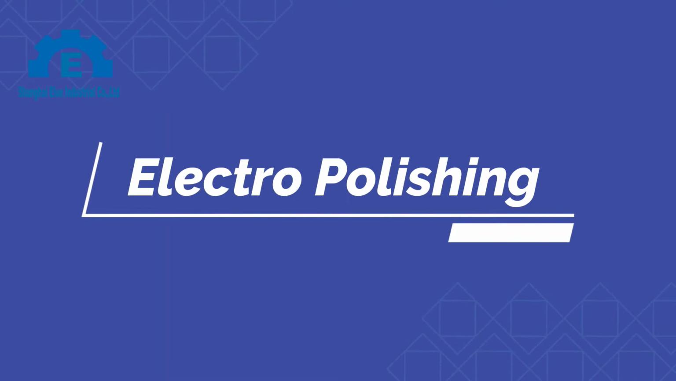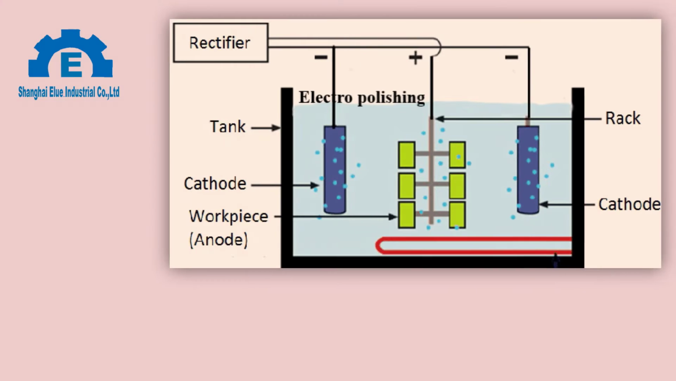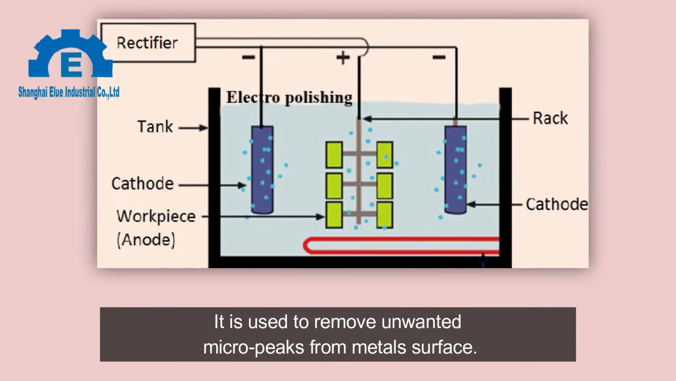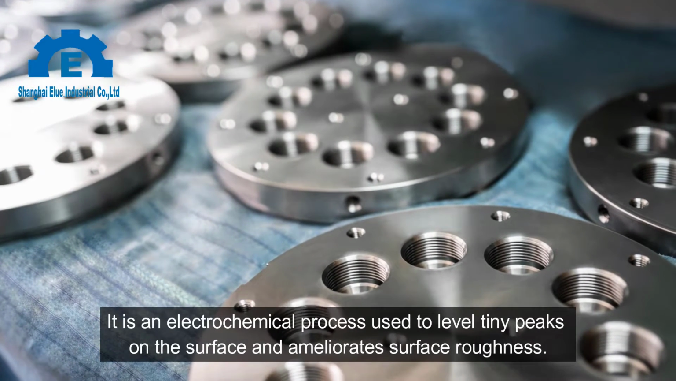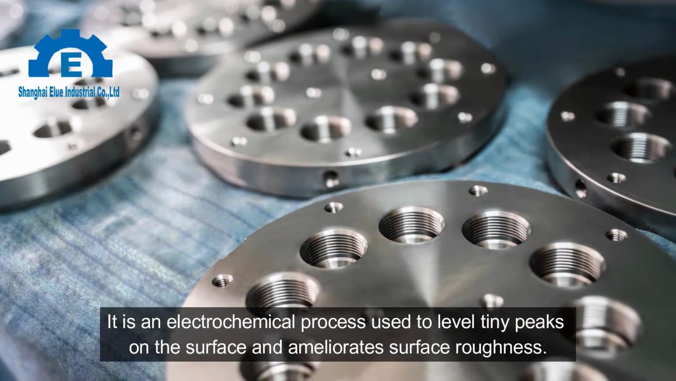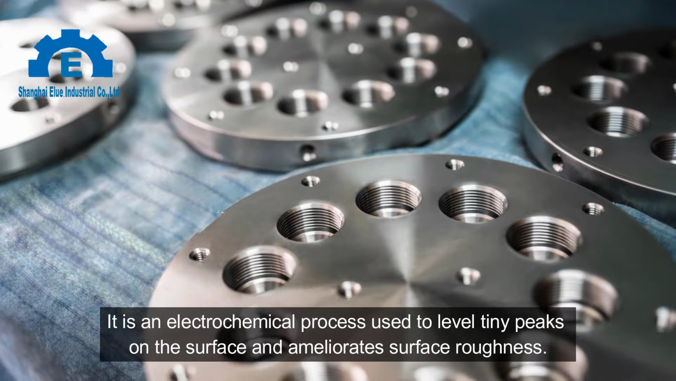Electro polishing. It is used to remove unwanted micro peaks from metal surface. It is an electrochemical process used to level tiny peaks on the surface and ameliorate surface roughness.